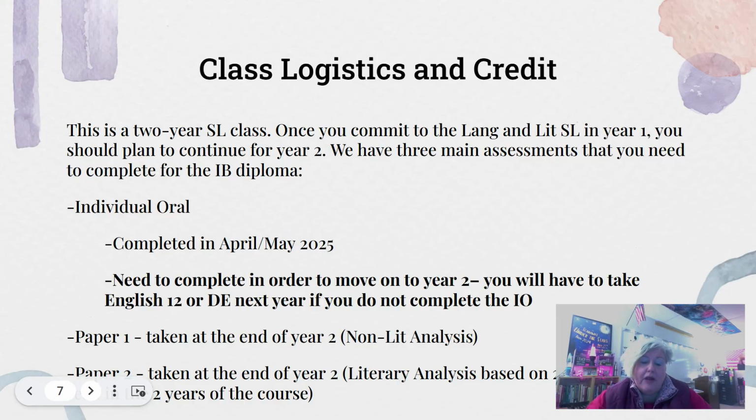There's also a requirement at the end of the second year for a non-literary analysis paper, and that's called Paper 1. And there's also something called Paper 2 that's also taken at the end of year 2. That is a literary analysis based on 2 books you've read over the course of 2 years. Paper 1 is a non-literary analysis of something that you have not seen before.